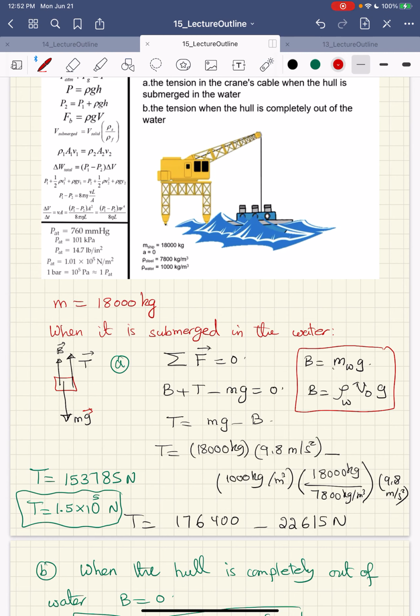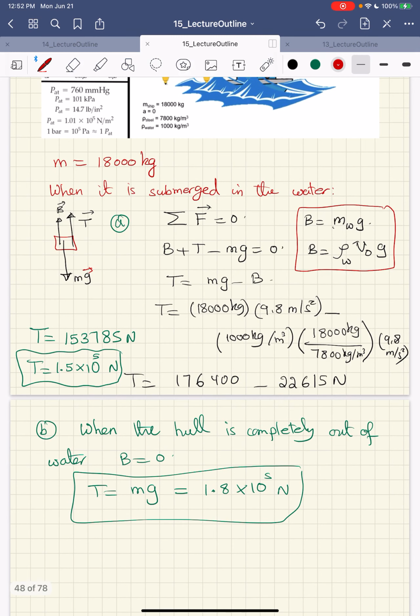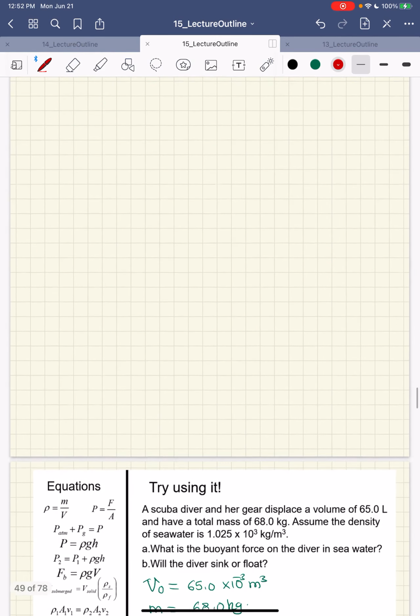Using that equation, T equals mg minus buoyancy, and I was able to find that this is 1.5 × 10^5 newtons. Now, when the hull is completely out of water, B is going to be 0, and then the tension equals mg, which is 1.8 × 10^5 newtons. And this is really what we need to pay attention to. Now we have more force, so we should pay attention to that when we design that system.